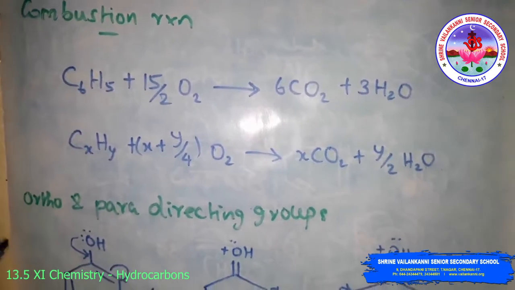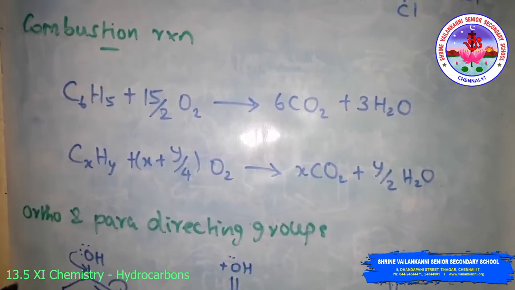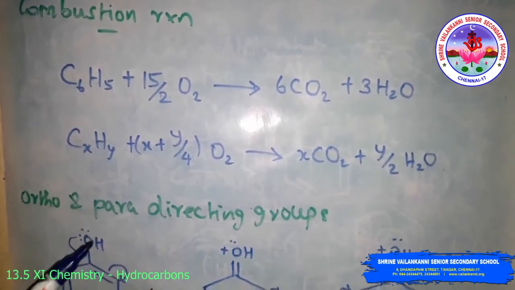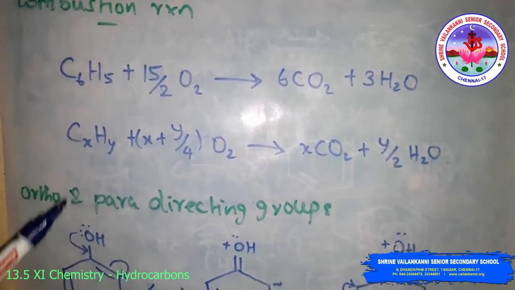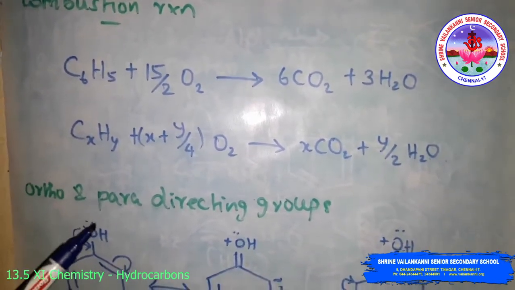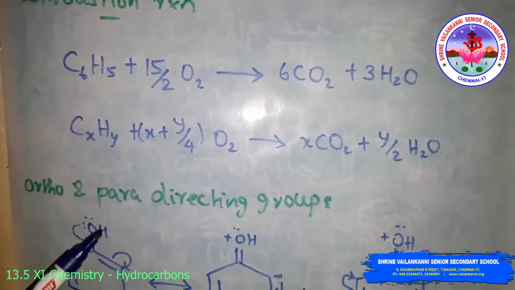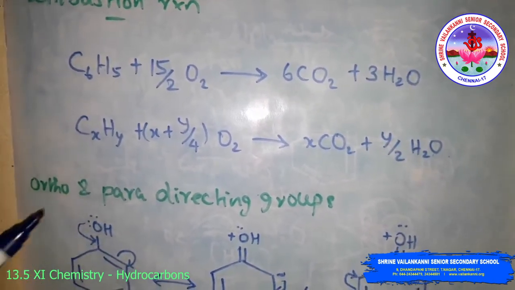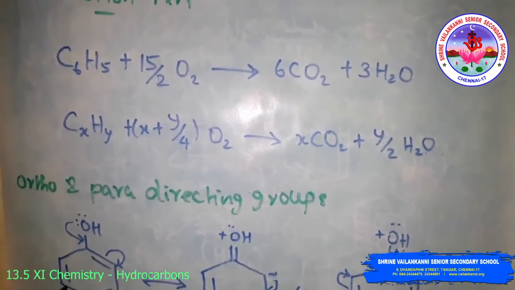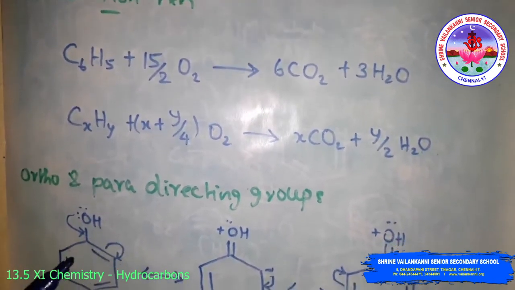Then the directive influence of the functional group in monosubstituted benzene. When monosubstituted benzene is subjected to further substitution, the 3 possible disubstituted products are not formed in equal amounts. Two types of behavior are observed: either ortho and para products or the meta product is predominantly formed. So it depends on the nature of the substituent already present in the benzene ring and not on the nature of the entering group.